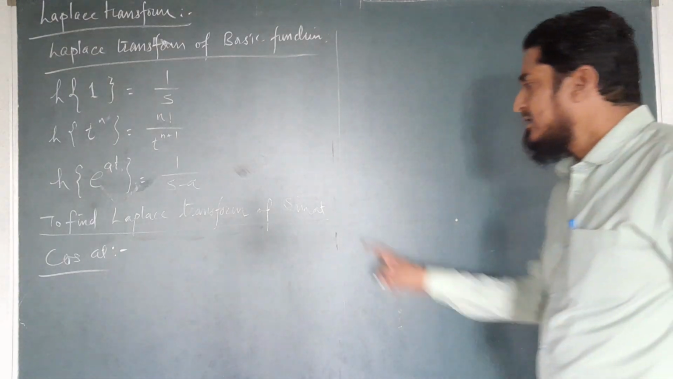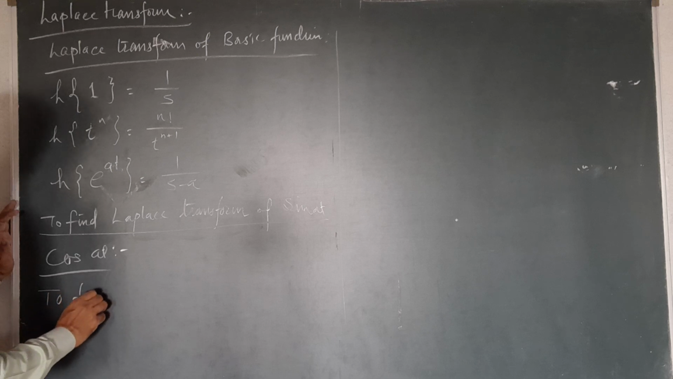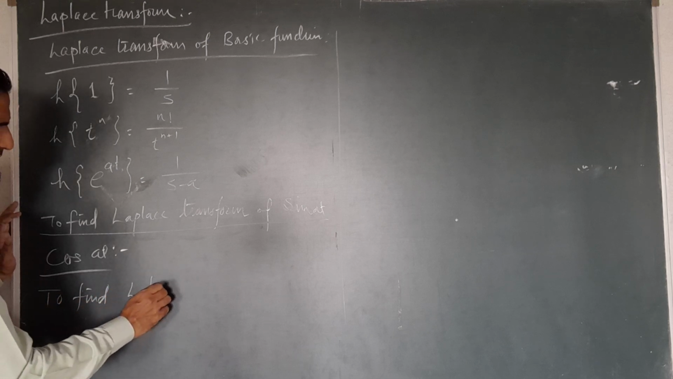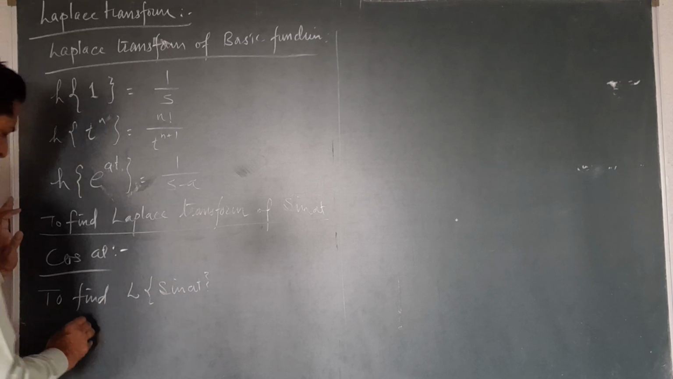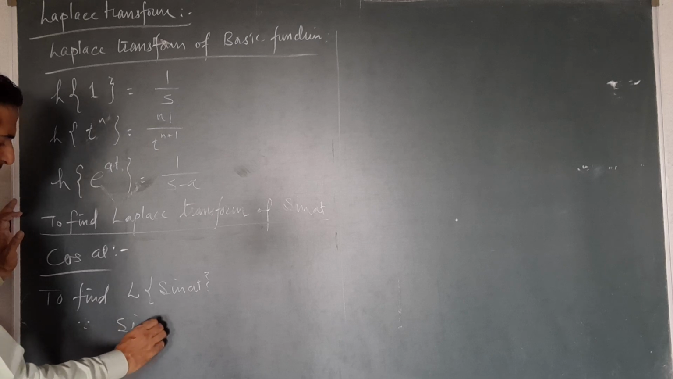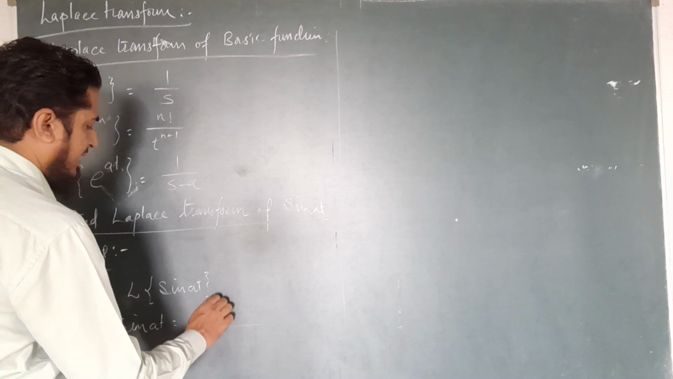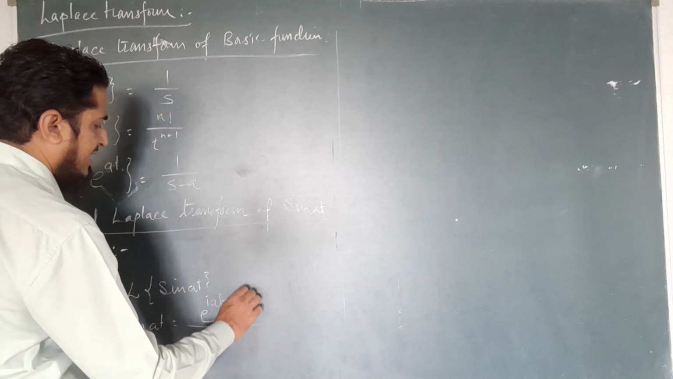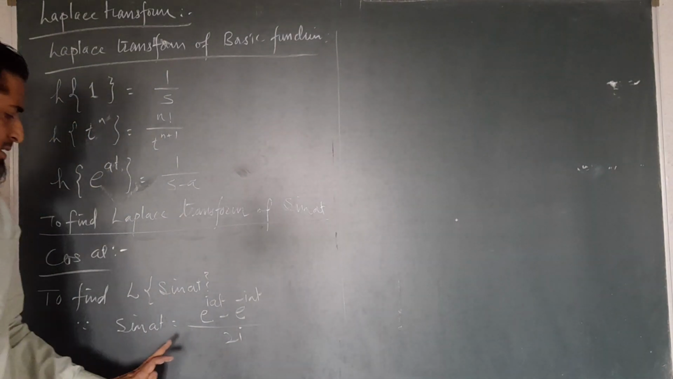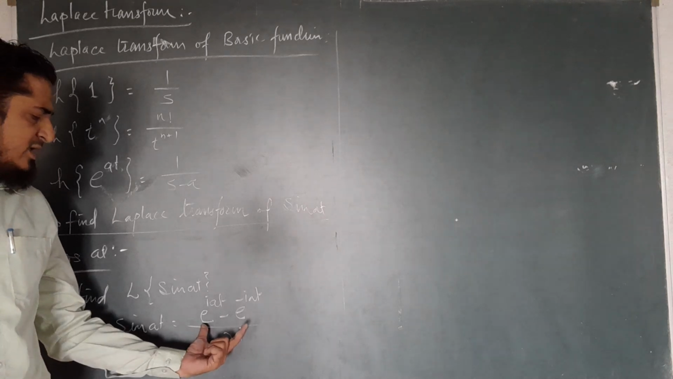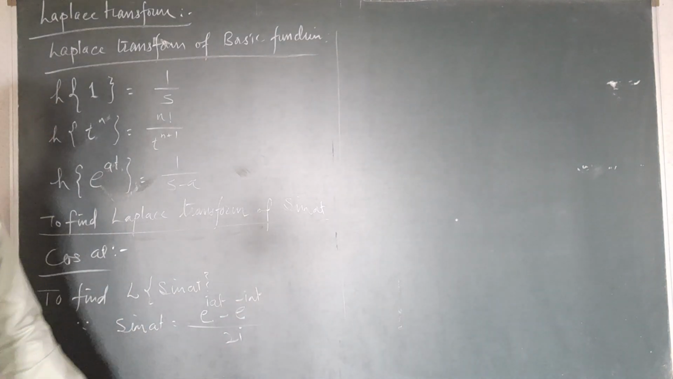Friends, to find the Laplace transform of sine at, we know that sine at can be written as e raised to iat minus e raised to minus iat upon 2i.